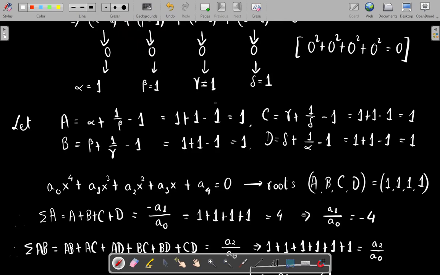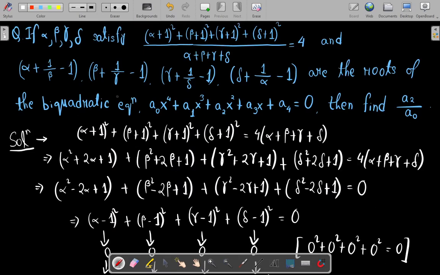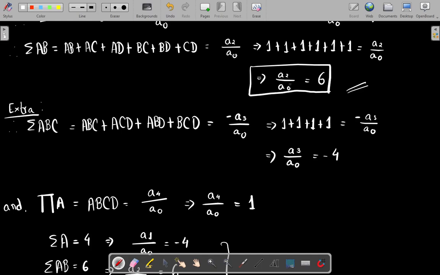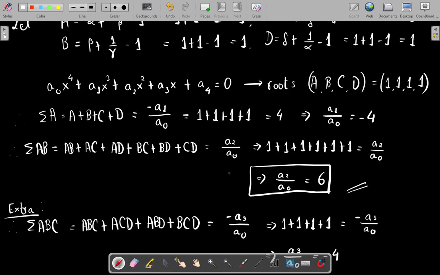After we found the roots to be all equal to 1, the roots were alpha plus 1, 1 upon beta minus 1, and so on. So this is it. The sum is finished up to here. You can only find this particular value.